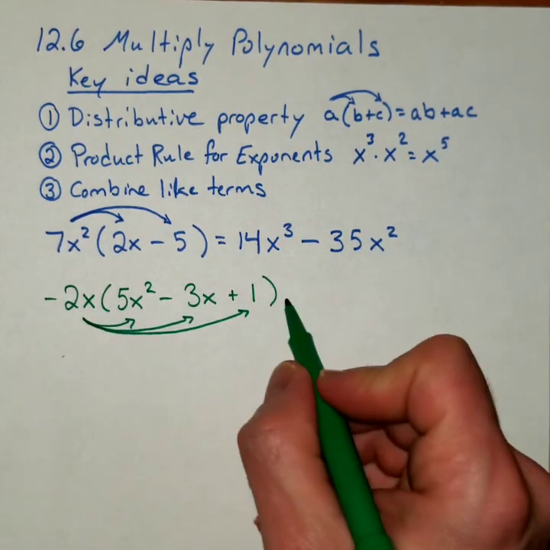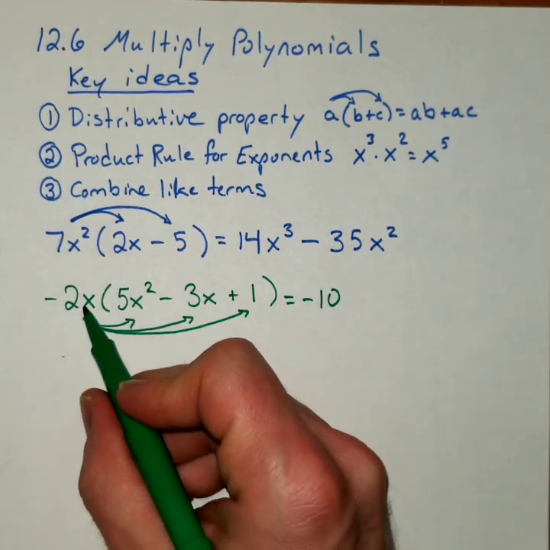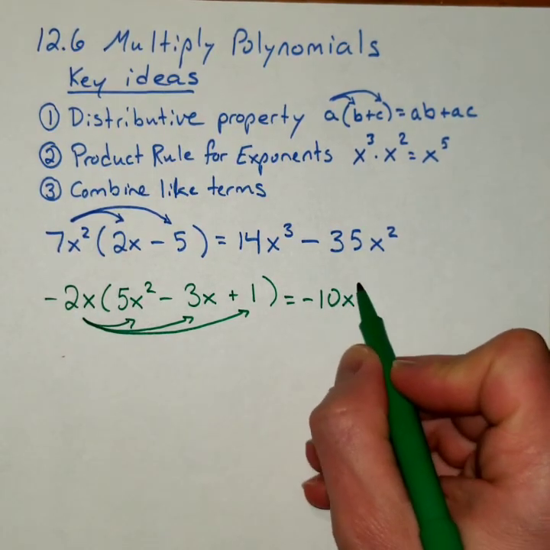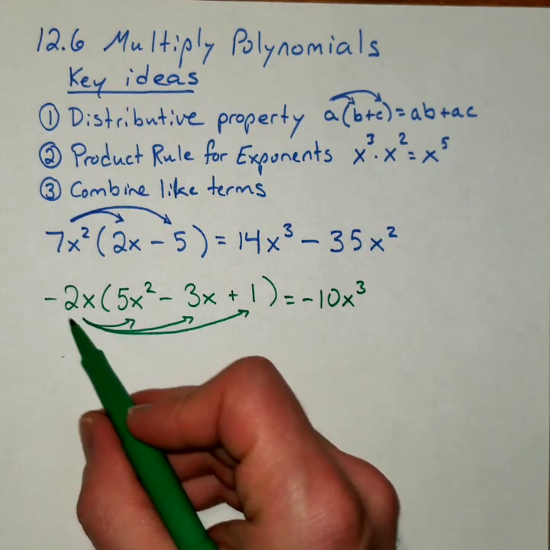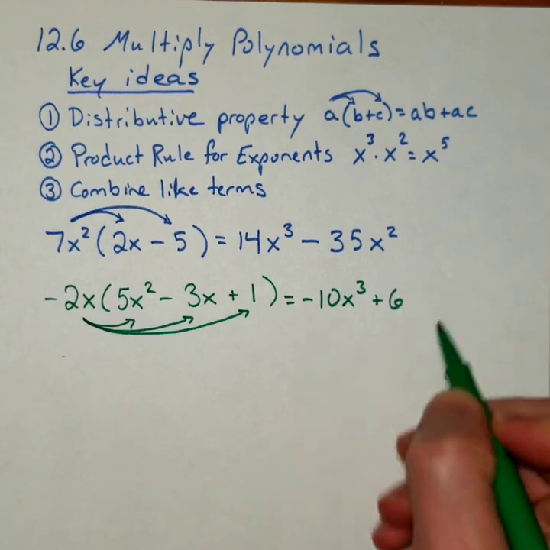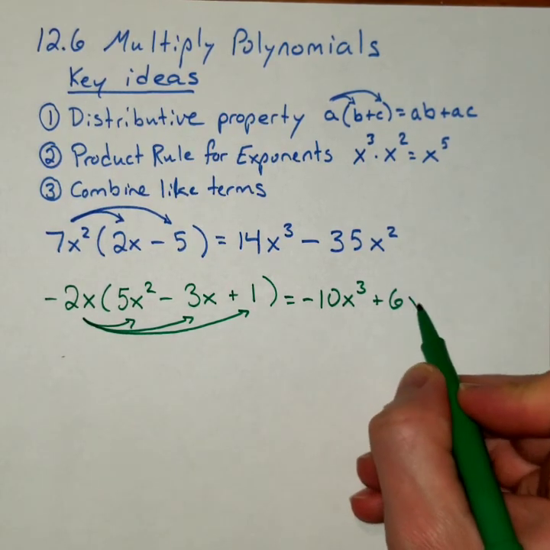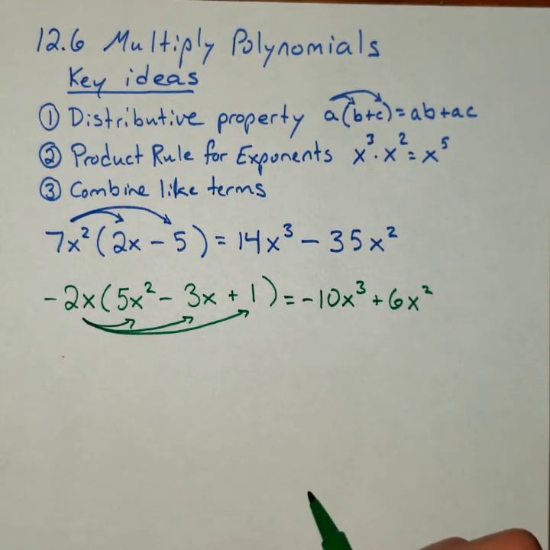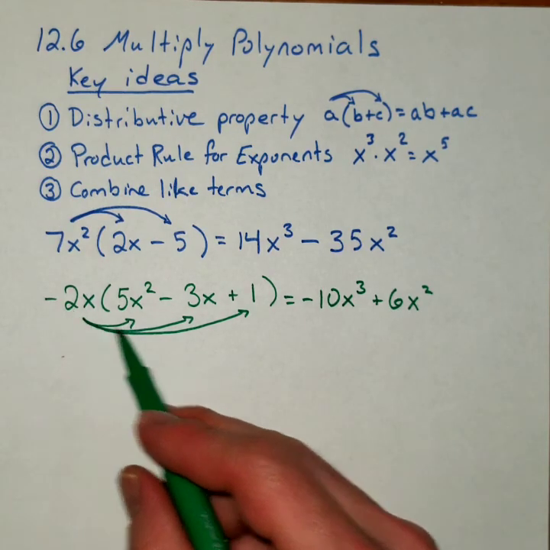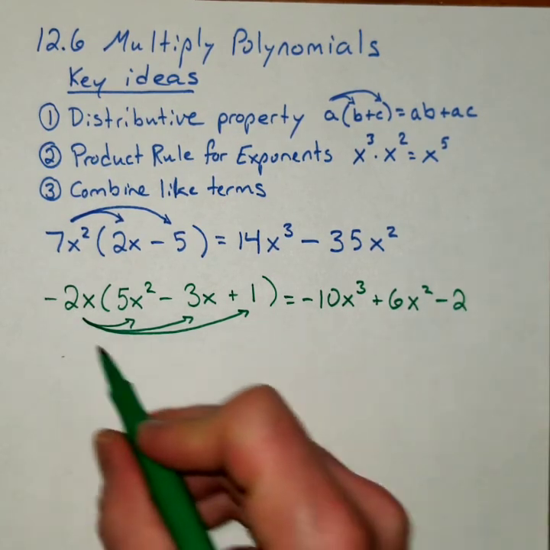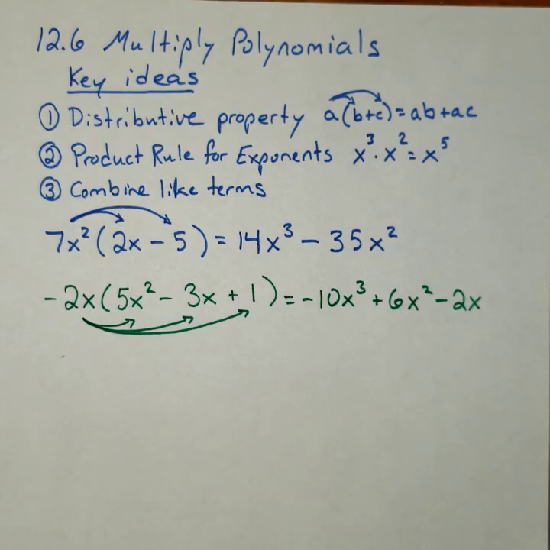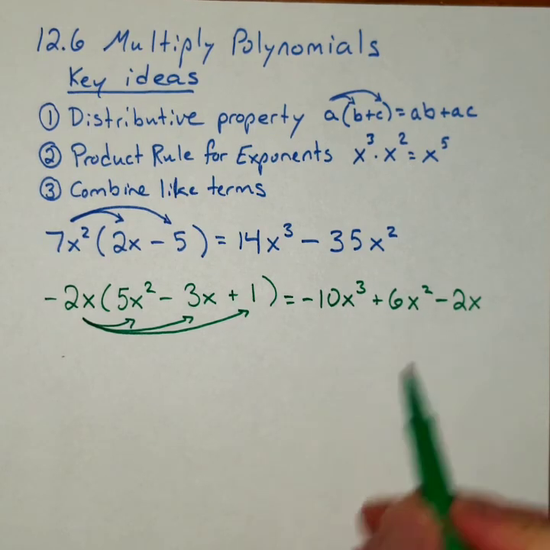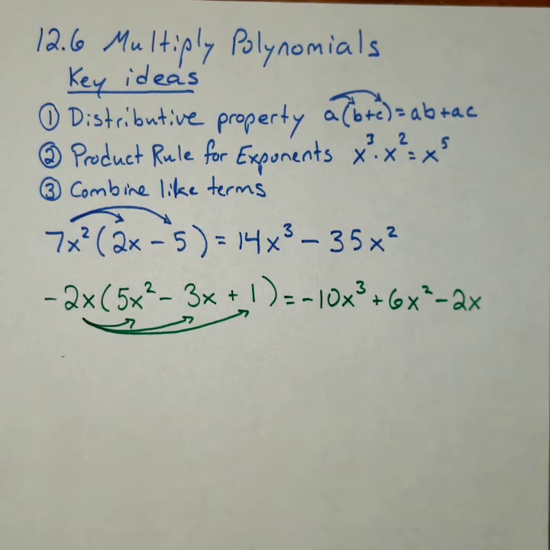Okay, negative 2 times 5 is negative 10. X times x squared is x to the third. Again, you're adding the powers together. Negative 2 times negative 3 is plus 6. X and x are going to make x squared. Again, adding the powers 1 and 1. Then negative 2 times 1 is negative 2, and the x just hangs out also because that's multiplying by the 1. Right? And so here's our final product.